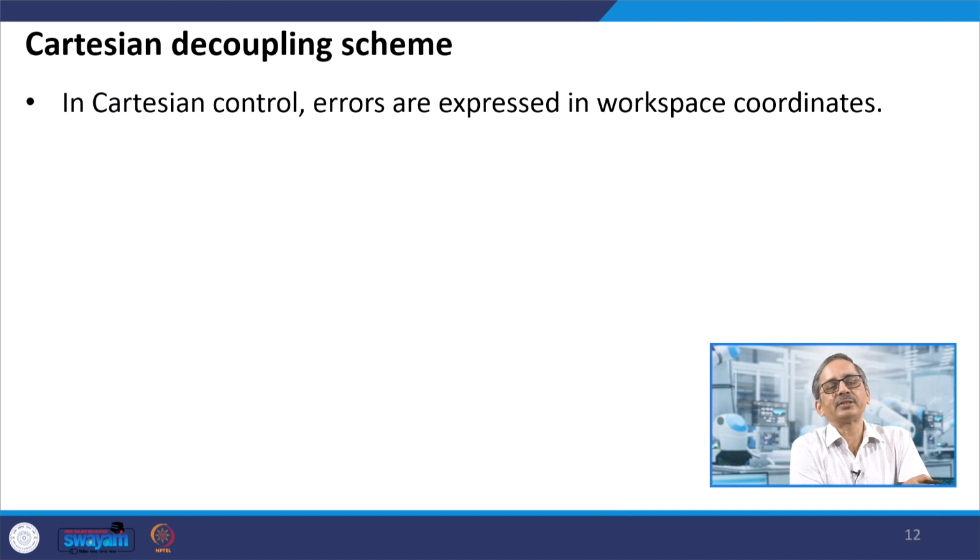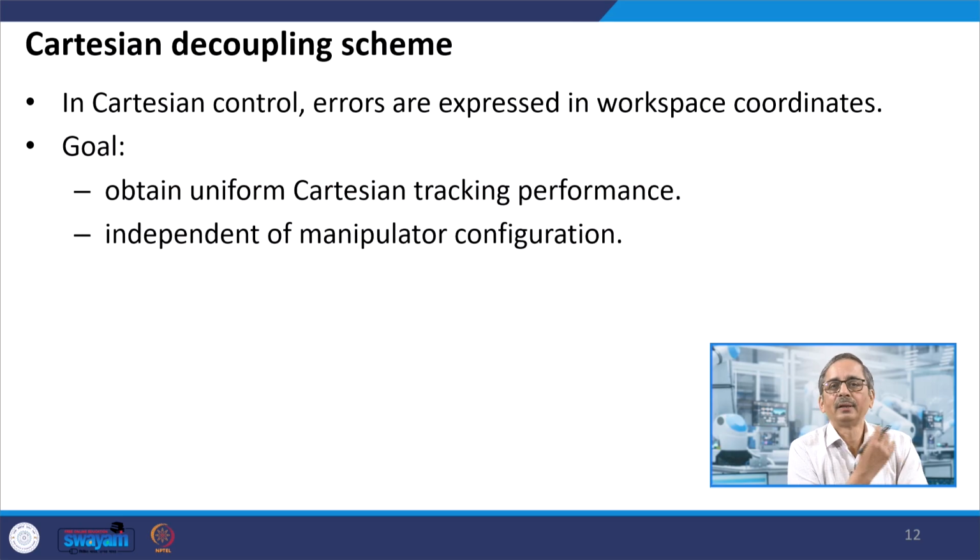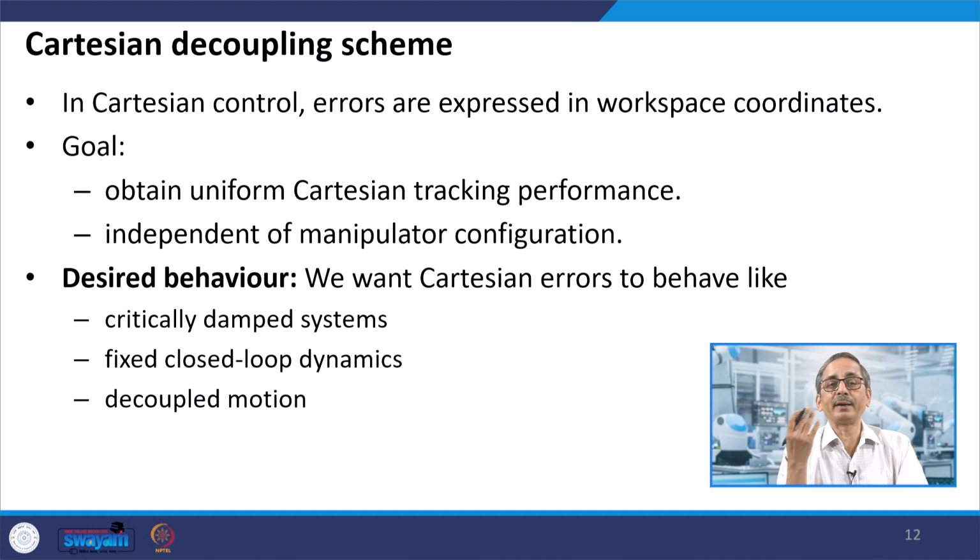Next is the Cartesian decoupling scheme. You see, in Cartesian control, errors are expressed in workspace coordinates, okay, because we are dealing with Cartesian control. Now, the goal here is to obtain uniform Cartesian tracking performance, which is independent of the manipulator configuration. Okay, and what desired behavior we want basically, as with other systems which we have seen, we want a critically damped system, right, fixed closed loop dynamics as well as decoupled motion.